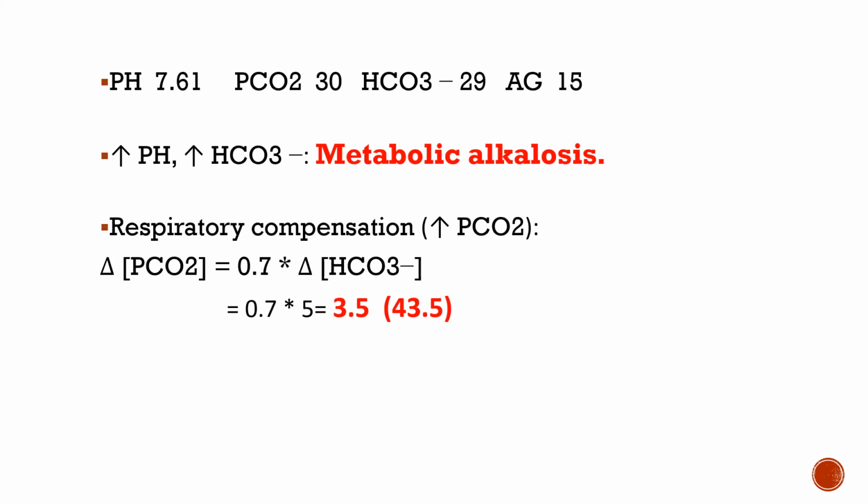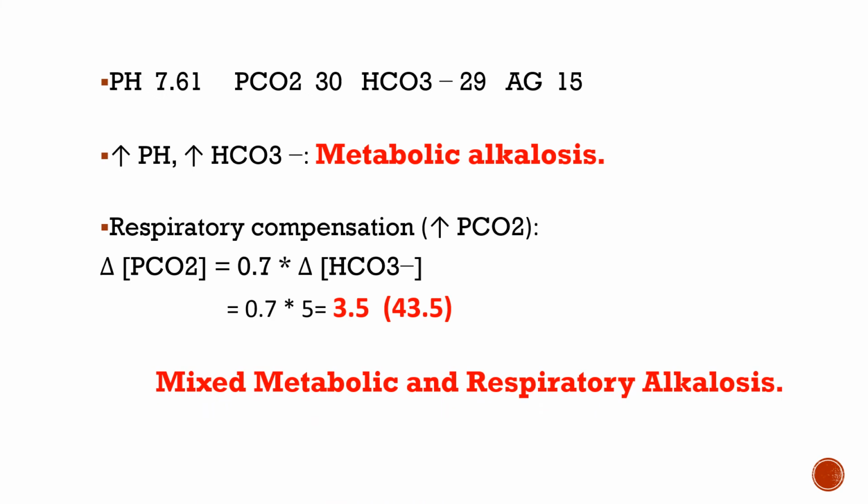Here, the respiratory compensation is increase in CO2, not reduction in the CO2. What is the amount of increase? It is 0.7 by delta bicarbonate. The delta bicarbonate, we measure it from 24. So it will be 0.7 by 5, 3.5, so the expected CO2 is 43.5 and it is here 30. So there is a CO2 wash. So this is a combined or mixed metabolic and respiratory alkalosis.